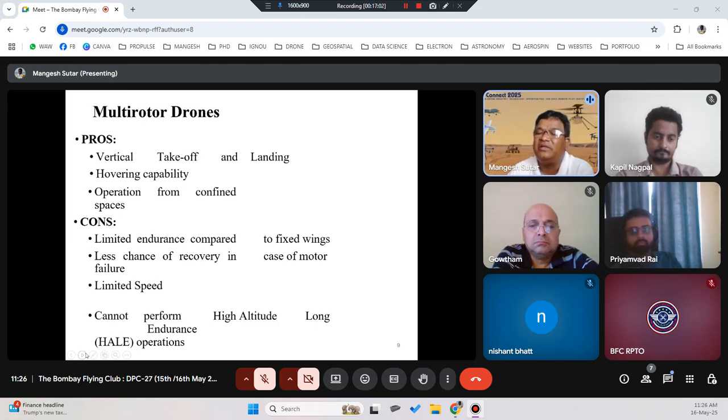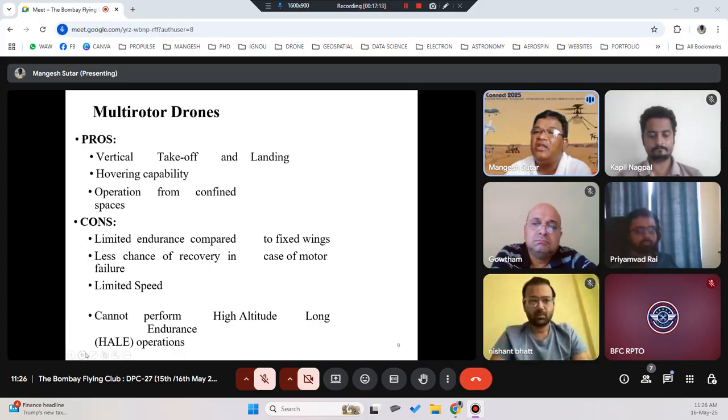Like I gave you an example yesterday, there were two students who joined because they wanted to review the structure of the ships inside, or very confined spaces. There you will use a multi-rotor or a quadcopter. But what are the limitations of the quadcopter?